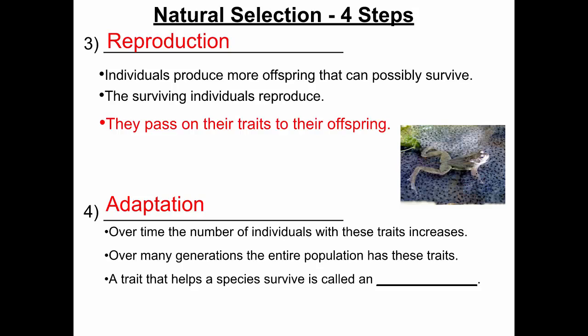So this frog's coloration is an adaptation. It helps it blend in. Having webbed feet is an adaptation. It allows the frog to swim through the water efficiently. And those are traits that have evolved over a long period of time.